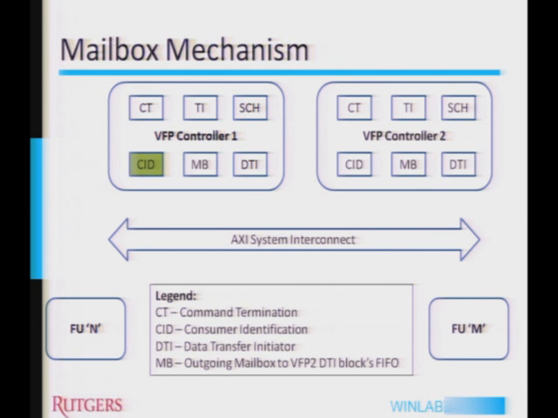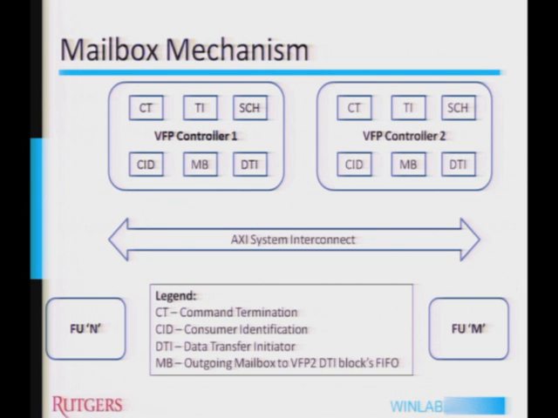So the CID block now writes the message to the outgoing mailbox, which then arbitrates for the AXI bus and writes that message to the DTI of the identified consumer VFP controller. Now this DTI block then sends the DTI control message to the identified functional unit, which then takes care of data transfer. The thing to be noted here is that considering that the system interconnect is AXI and all functional units have an AXI interface, the data transfer mechanism is functionally similar in both intra-cluster and inter-cluster cases.